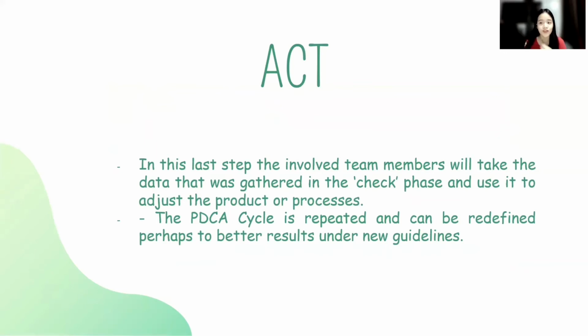So the last phase of the PDCA cycle is the ACT phase. In this last step, the team members take the data that was gathered in the check phase and use it to adjust the product or processes. Depending on the specifics of a situation, the changes will flow directly into the start of another PDCA rotation. If all parties are happy with the overall results, this step can include rolling out the changes across the entire facility so everyone can start benefiting from the change.